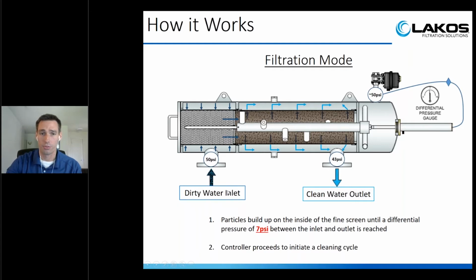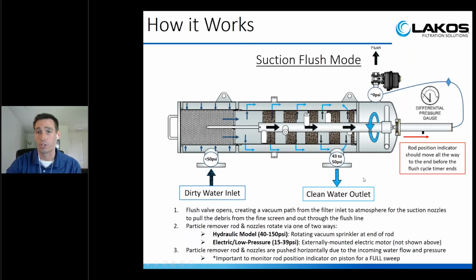As soon as a differential pressure of 7 PSI between the inlet and the outlet is reached, that is when the backwash, the suction flush mode is initiated. The controller will tell this flush valve to open up, exposing it to atmospheric pressure. So it should drop to 0 or near 0 PSI. And it's the difference between atmospheric pressure and the inlet pressure to the screen filter that is what really drives the suction cleaning action. So the higher the inlet pressure is relative to atmospheric pressure, the better the suction cleaning will be.